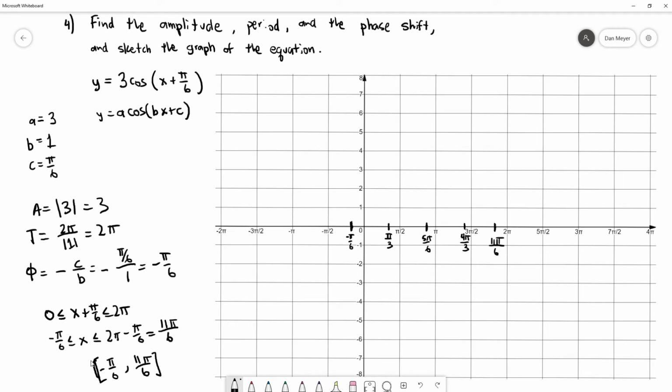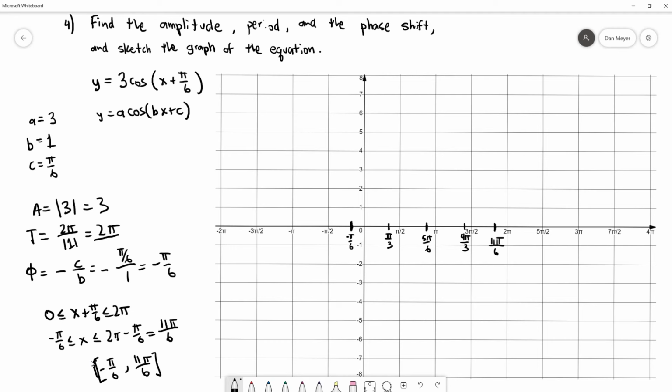Or here, if I wanted to find my quarter periods, I could just take my actual period and divide it by 4. Okay? Anyways, all right, so now I've got my important parts marked out on the x-axis.